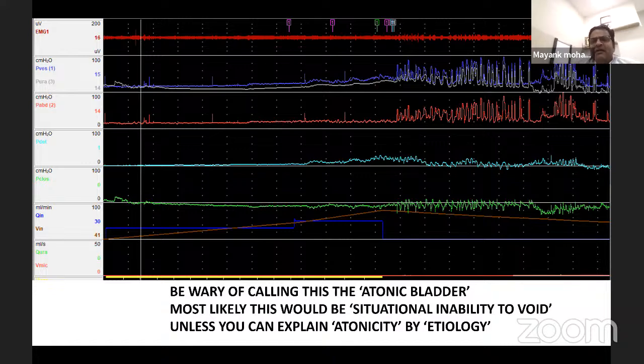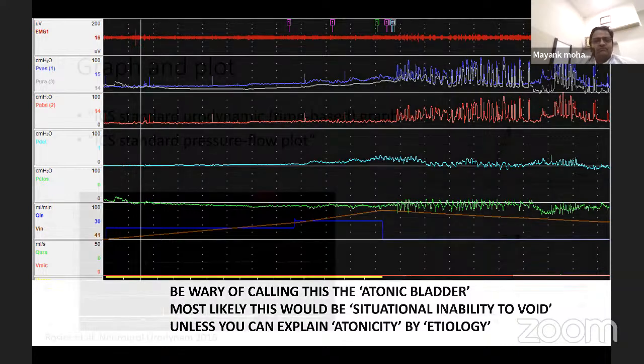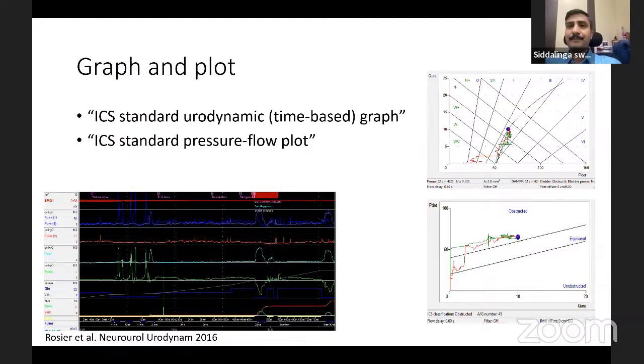Basically, a meningomyelocele patient or a spinal cord trauma patient who will not follow commands and initiate a voluntary micturition, or a patient who has pelvic nerve damage, like after radical hysterectomy, APR, or a patient who has a very severe diabetic cystopathy. So unless you have any clinical correlate, don't call it atonic bladder. You will just say the patient was unable to urinate during the study. That's all. Right. I think I'll skip the graphs.